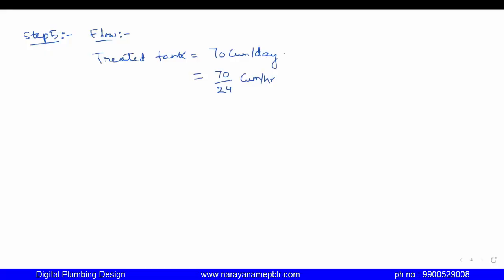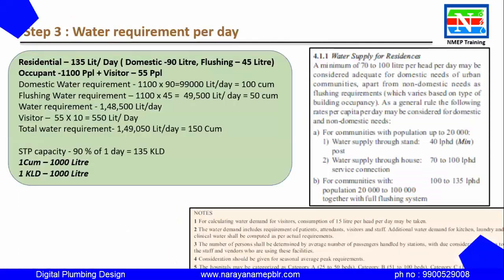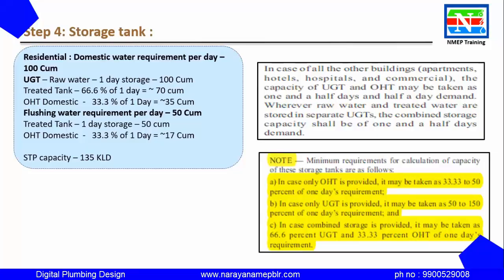I'll just share the screen. It will be given in the notes itself. One minute. Yes, up to here is clear. This is also done: domestic tank and treated tank. Okay, flushing tank, if you want to find, you can find out the requirement. Treated tank, overhead tank.